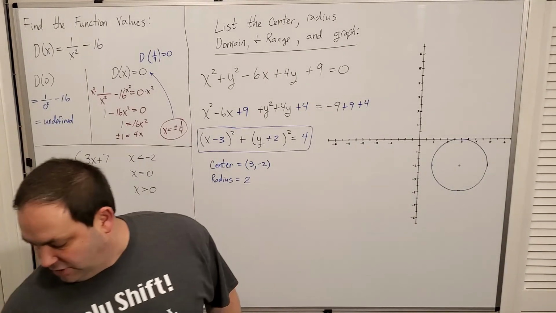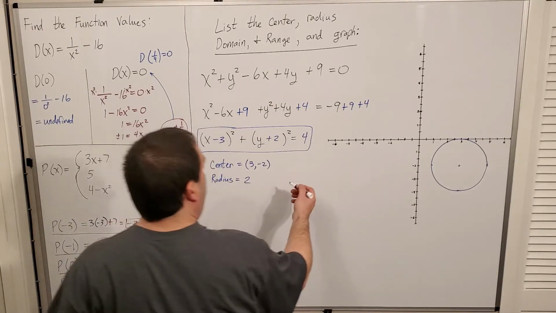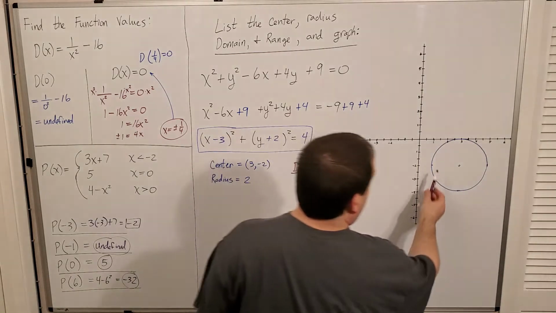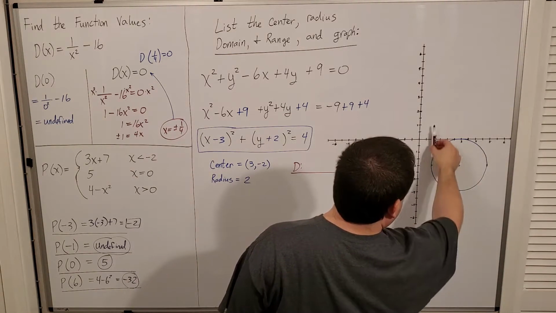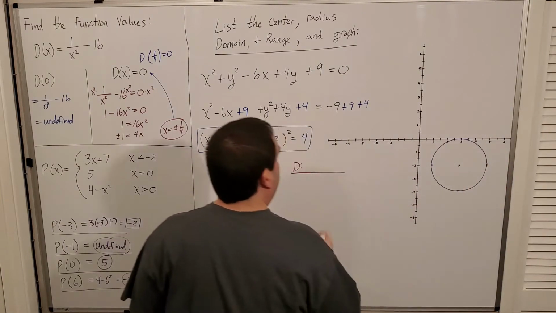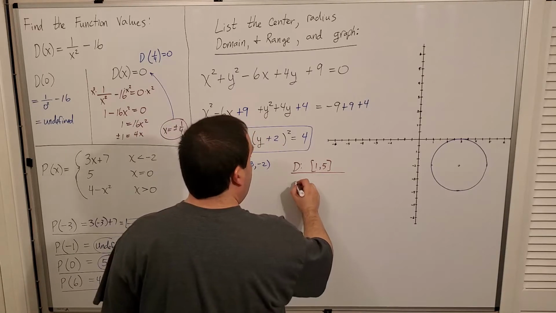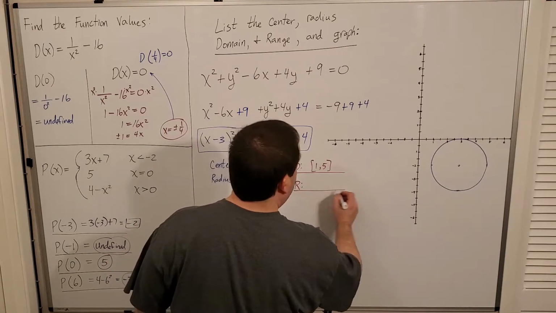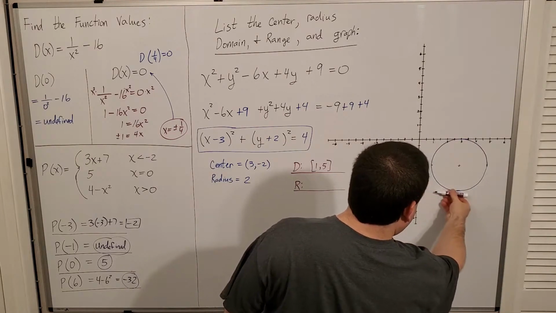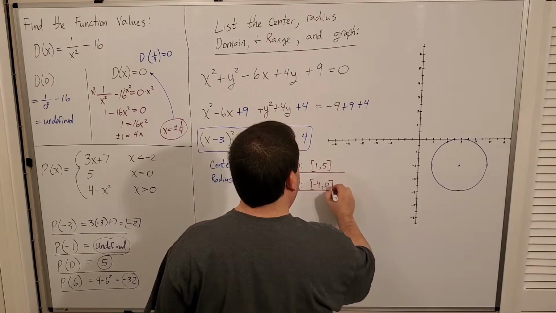Okay, so let's finish up with the domain and range here, right? The domain of this circle is going to be from left to right. It starts at x equals 1 and stops at x equals 5. So 1 to 5 with brackets. And then the range from bottom to top, right? It goes from -4 to 0. So bracket -4, 0.